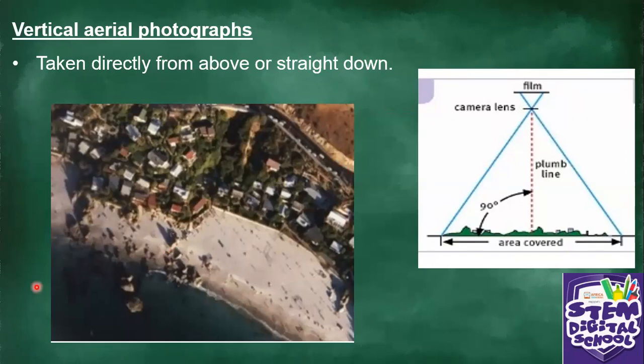So those are the two types of aerial photographs, oblique and vertical. So always remember, vertical is straight from above, and oblique is at an angle.